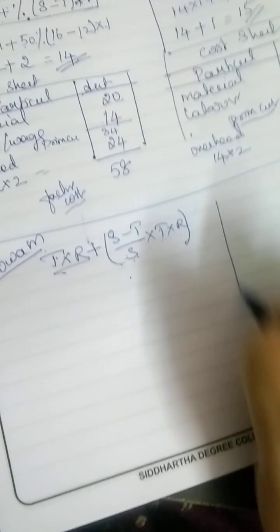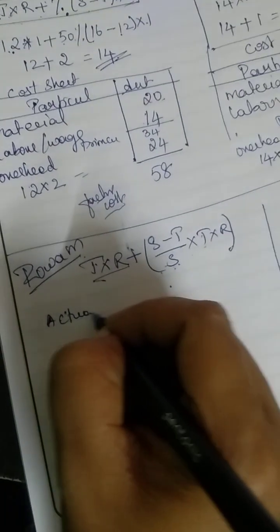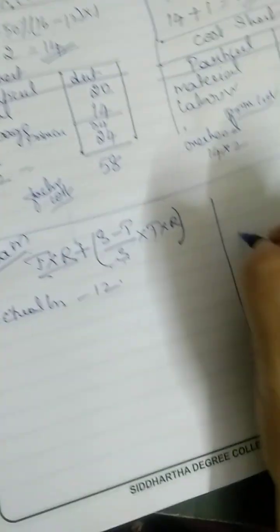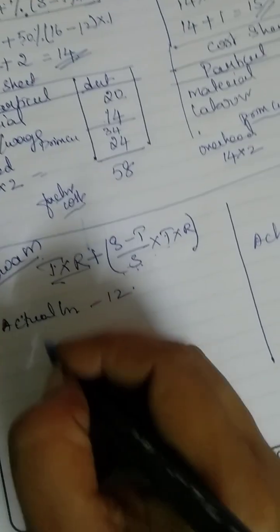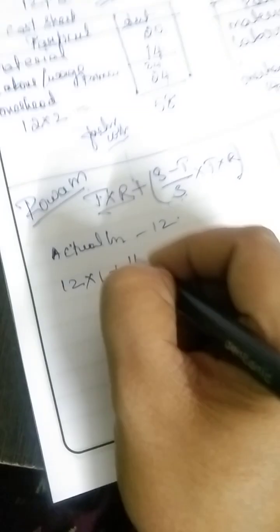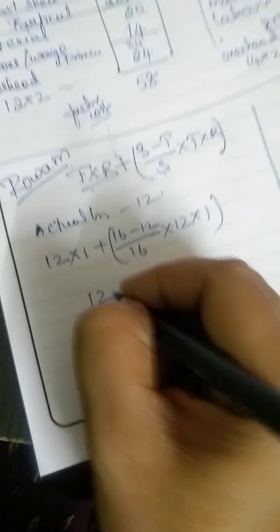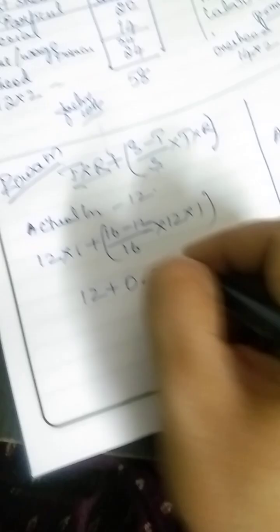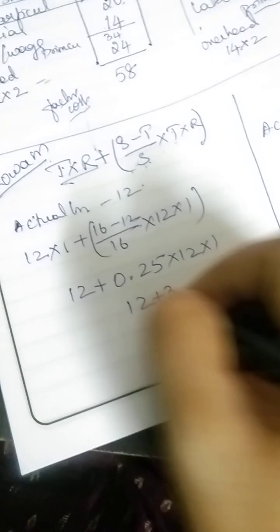So now here I've got two cases. One is that actual hours are changing here. Actual hours is equal to 12 here, and actual hours here is going to be 14 hours. So that I have to apply. Now I am simply applying the same formula, that is 12 into 1 plus 16 minus 12 divided by 16 into 12 into 1. So I am going to get 12 plus 0.25 into 12 into 1, which is equal to 12 plus 3, equal to 15 will be the answer here.